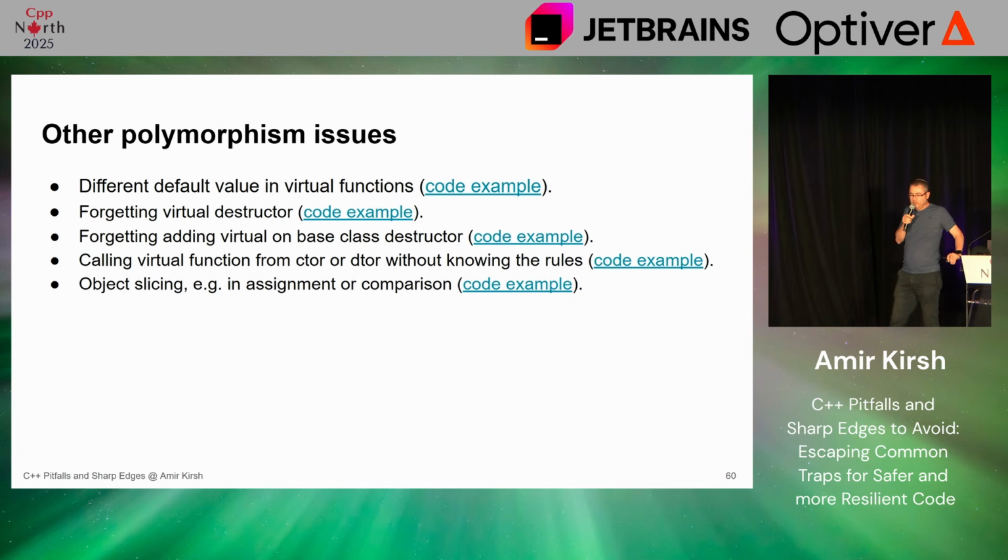Forgetting a virtual destructor, forgetting to add virtual on the base class destructor, calling a virtual function from a constructor or destructor. If I call a virtual function from the constructor, assuming that, okay, I call draw from shape, probably I will see my rectangle. No, you will not see your rectangle. Calling a virtual function from a constructor or destructor is not polymorphic. We know that. We still do that in some cases. And the problem is that it is allowed. And in some cases we say, yeah, we know what we do. It's fine. In this case, this is what we meant.